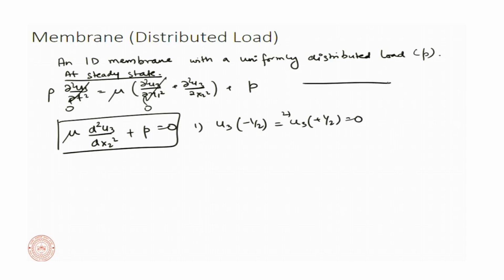So, we have this membrane which is fixed at these two ends, and this is x2 equals 0, this is x2 equals minus 1 by 2, this is x2 equals plus 1 by 2. This was our coordinate axis, E2, E1 and E3. Let us solve this expression. Now, we can first do a normalization, so let us do a non-dimensional analysis.